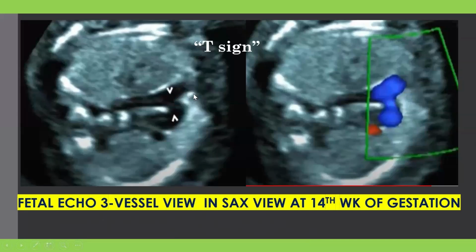This is a three-vessel in the short axis view. This is the PA and the aorta and the SVC. Here is the defect. So you have to overlook and carefully you have to see, otherwise you may miss. The flow, you can see very clearly, PA to AO. And the T sign seen very nicely. This is the T.